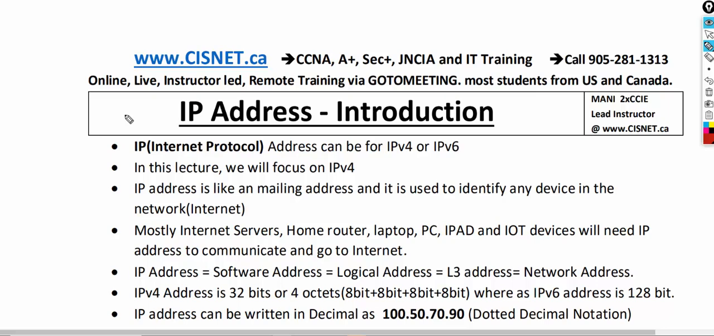So what is an IP address? IP stands for Internet Protocol. It is like a mailing address. It is an address given to network devices. Most of the time, the servers on the internet or your home router or your laptop or PC or iPad or any kind of Internet of Things device, whenever you want to go to the internet, you must have an IP address. There are different names given to IP addressing: software address, logical address, layer 3 address, network address. So an IP address can be given in different names.